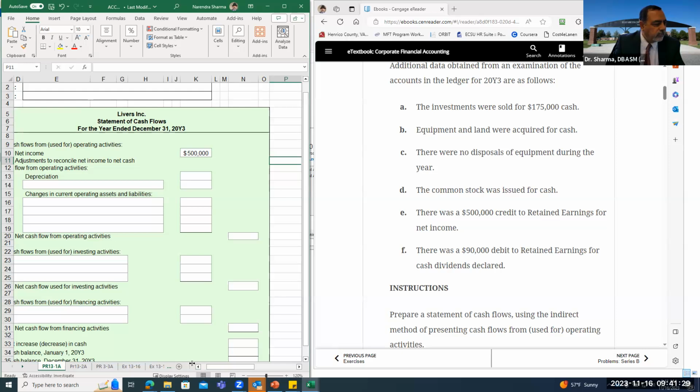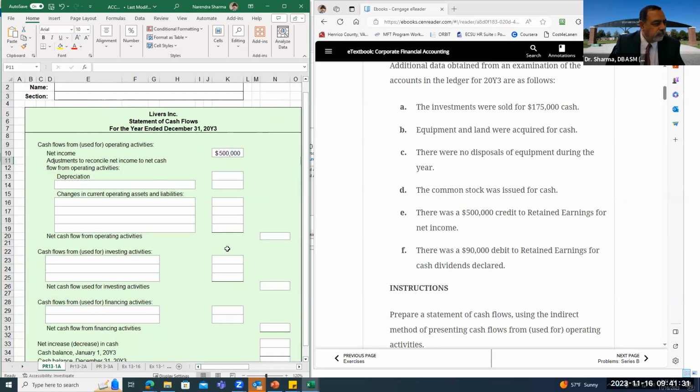Now the next thing we are going to look at is the adjustments. Remember, you have to use this language verbatim: adjustments to reconcile net income to net cash flows from operating activities. As I said in the last class, we will be adding back all non-cash expenses. Now, there is a non-cash expense of depreciation.